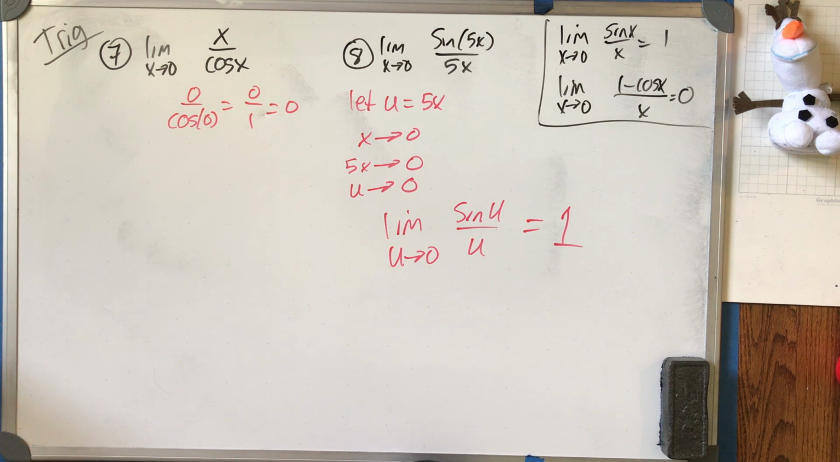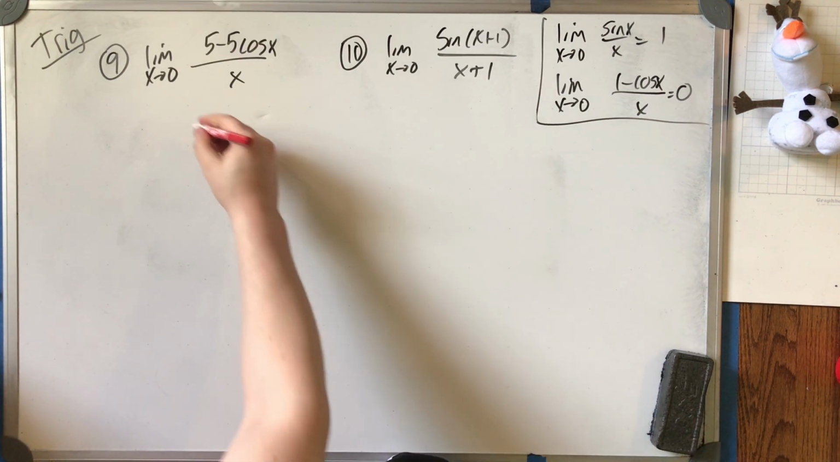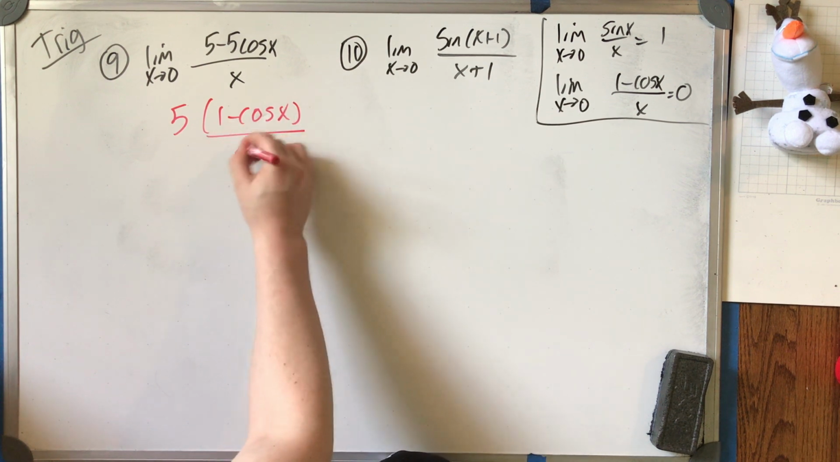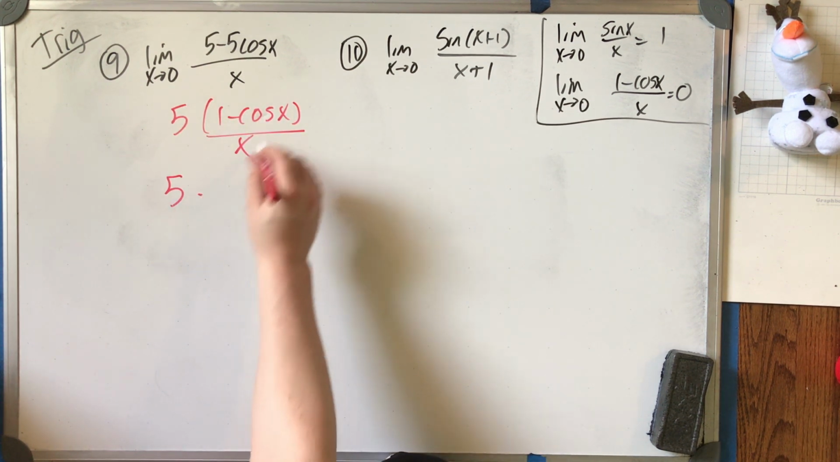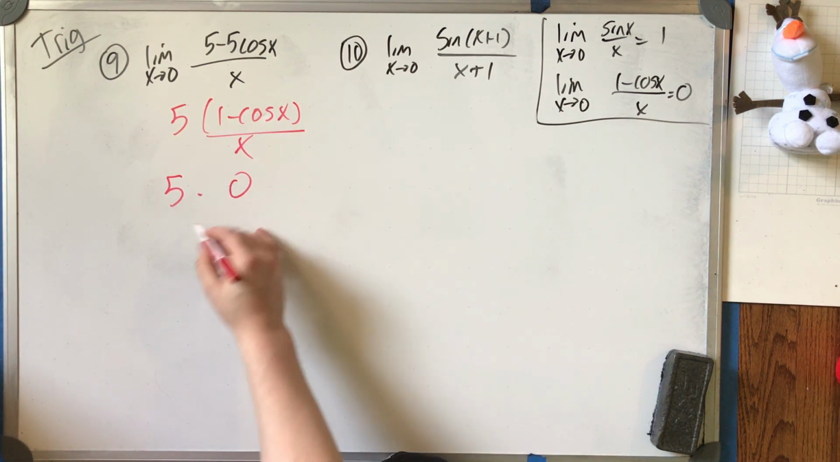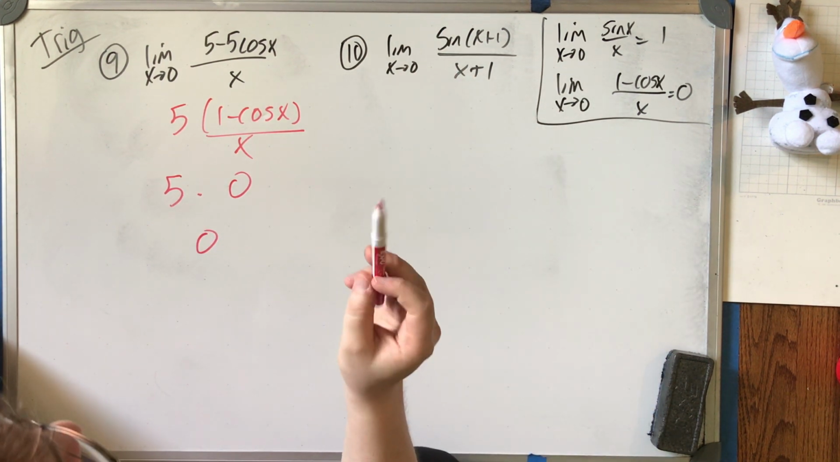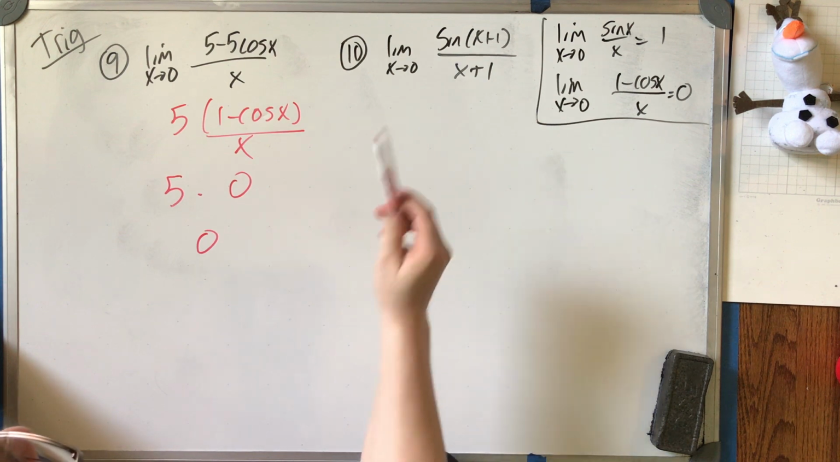Ta-da! Math. For 9, I'm going to factor out this 5. So I'll have 5, 1 minus cosine x all over x. Limit of a constant is that constant. 1 minus cosine x over x is 0. 5 times 0, 0.